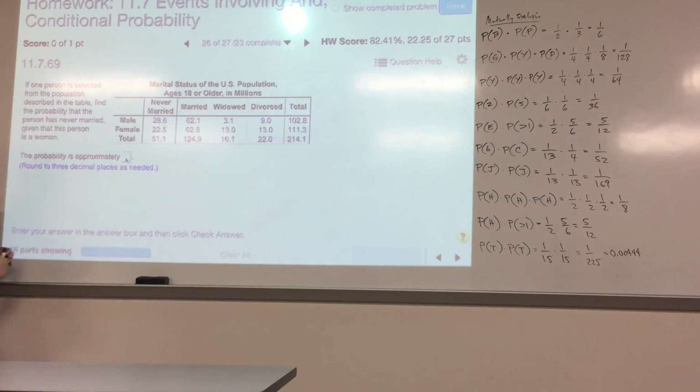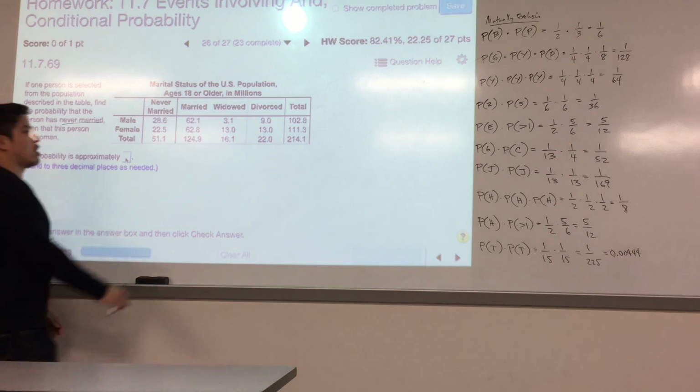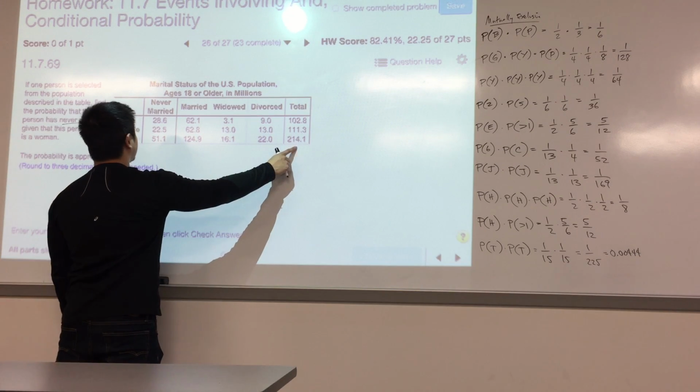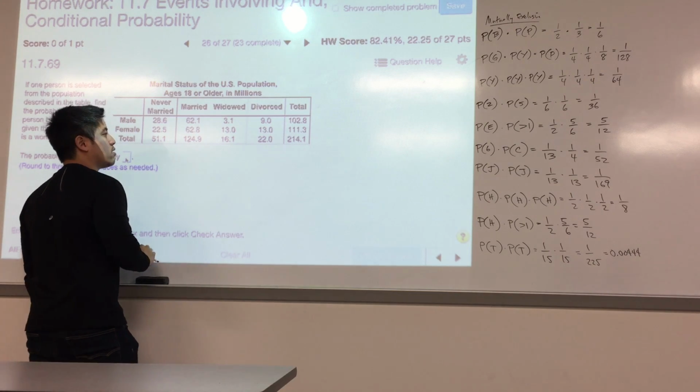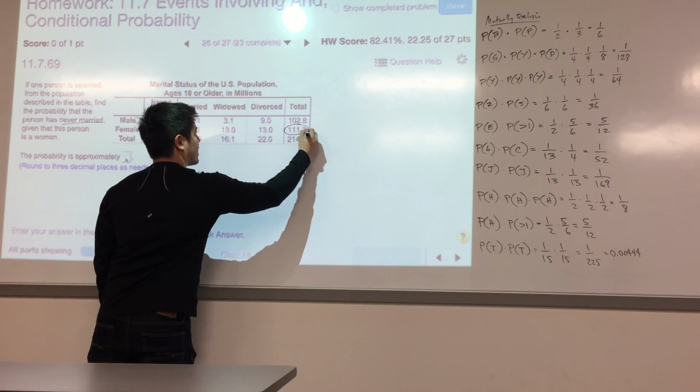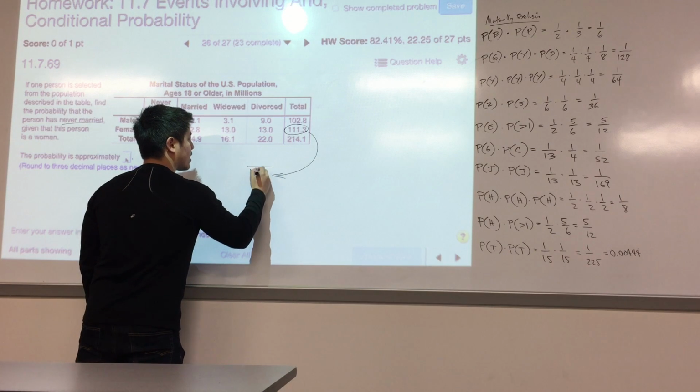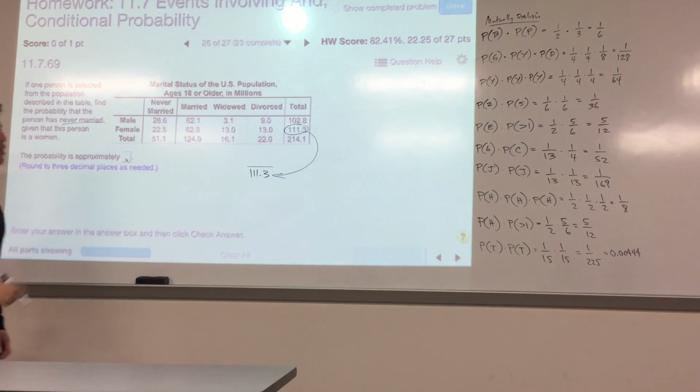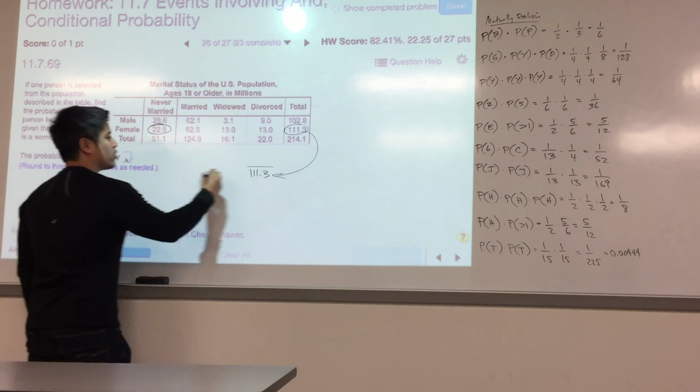Find the probability that the person has never married, okay? Given, boom, important, right there, that this person is a woman. That means you are not looking at this total. Everybody agree? You're looking at what? 111.3. Exactly. Given that the person is a woman, meaning you're out of 111.3. You're pulling all the women and now looking at the stats within that. Never married is where? 22.5.